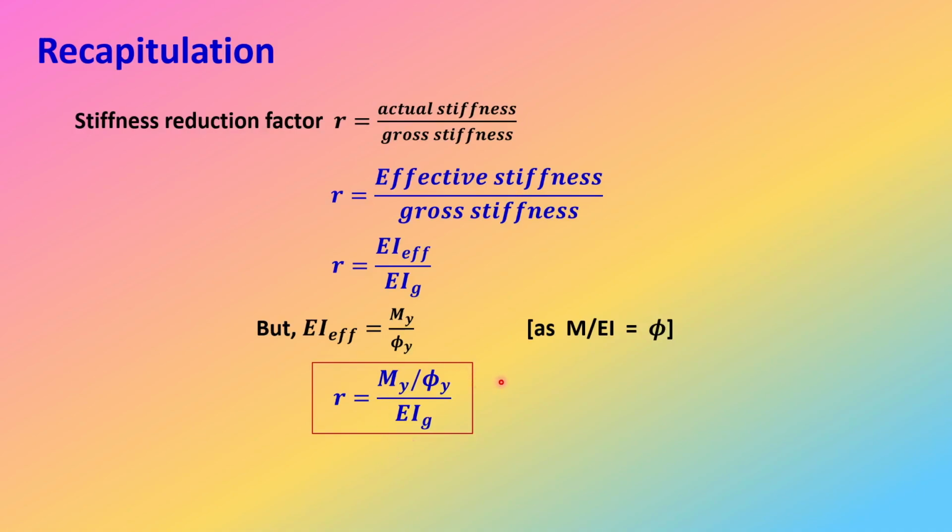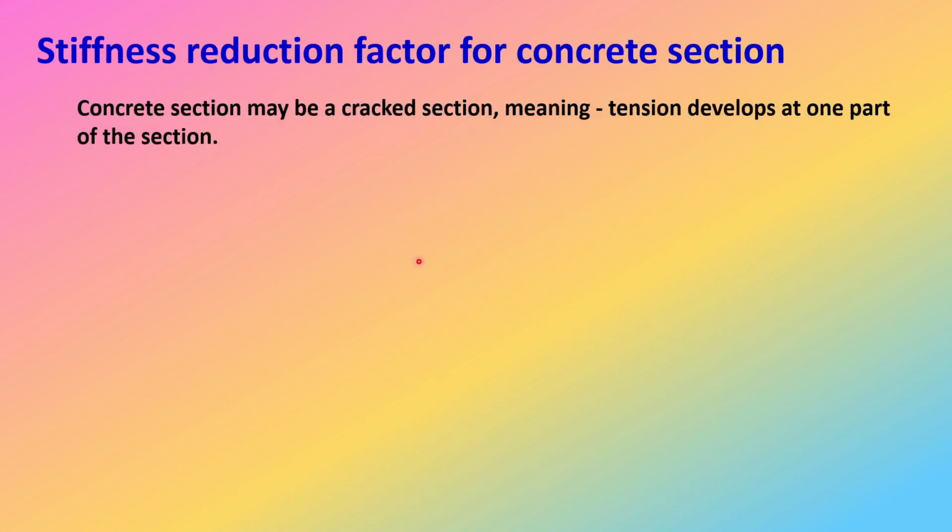Now let us see how to implement this, what are the values given for R in different literature. I equal to BD cube by 12 is Ig, the gross moment of inertia. For a concrete section, let us see what the stiffness modifier is. A concrete section may be a cracked section, meaning tension develops at one part of the section. So due to flexural action, there will be a neutral axis. Above the neutral axis there will be compression, and below the neutral axis there will be tension.